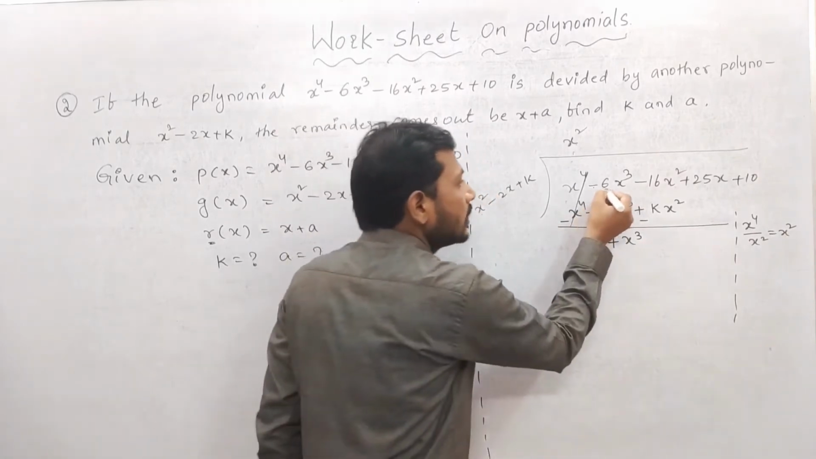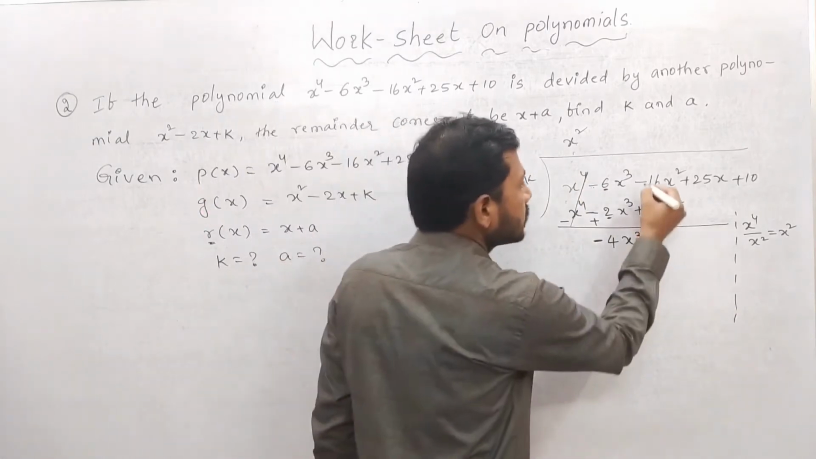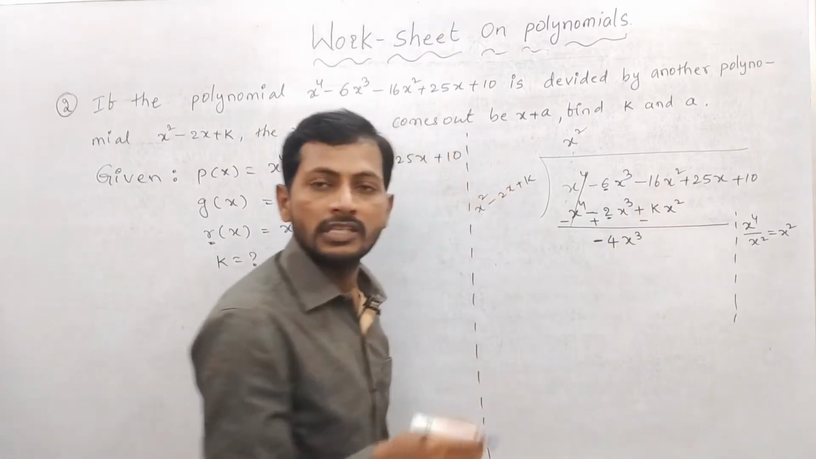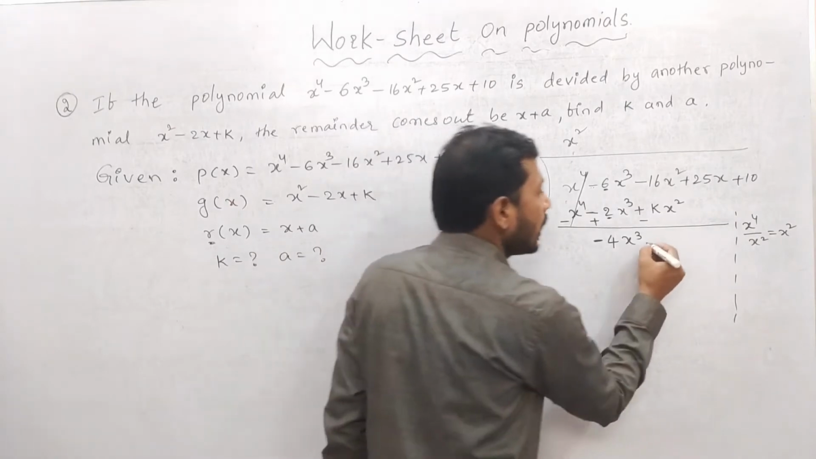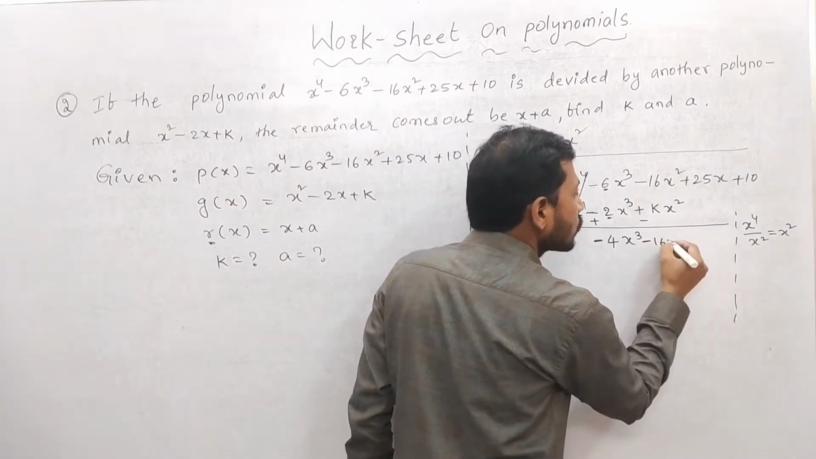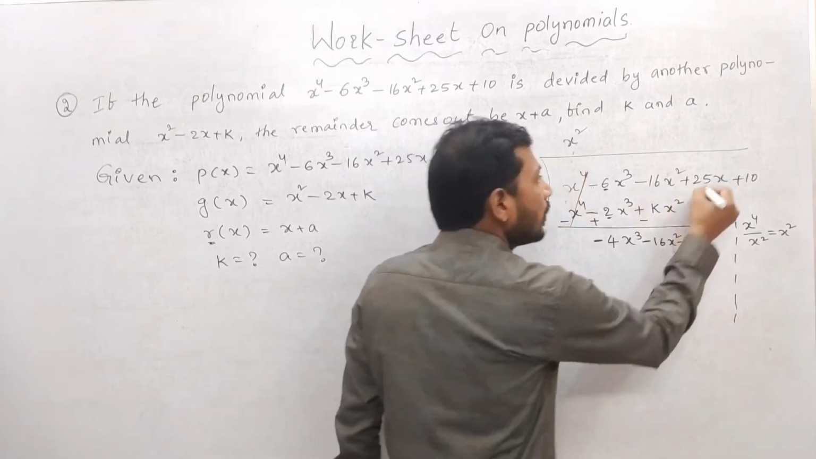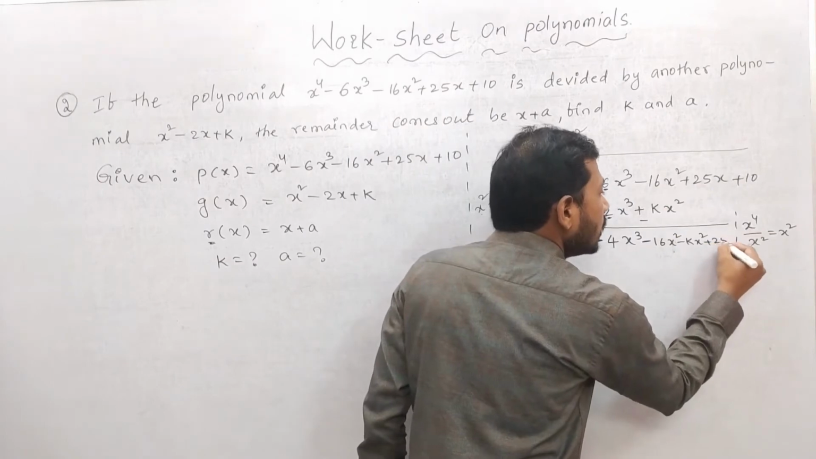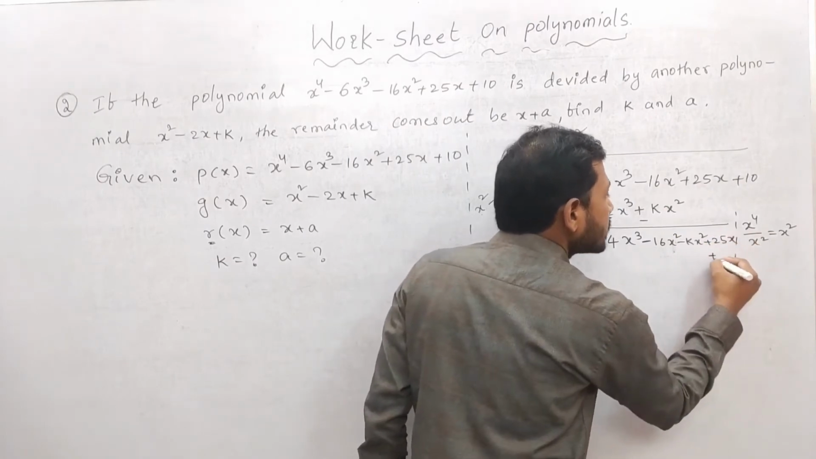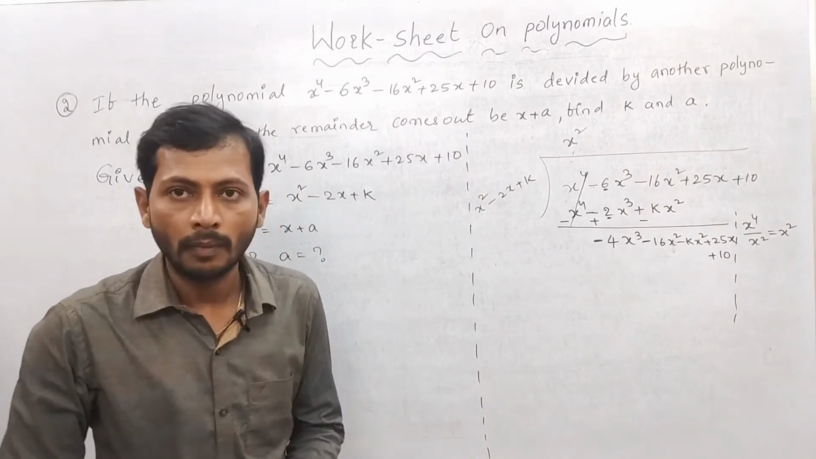Six is the bigger number, and 2 is the smaller number. Since the bigger number has the minus, that's why I am keeping minus here. Then the second thing is minus and minus, both having the same sign, so I put here minus 16x square minus kx square. Very good. Plus the remaining thing is what? 25x plus 10. The remaining things I wrote there. Very good. One step completed.